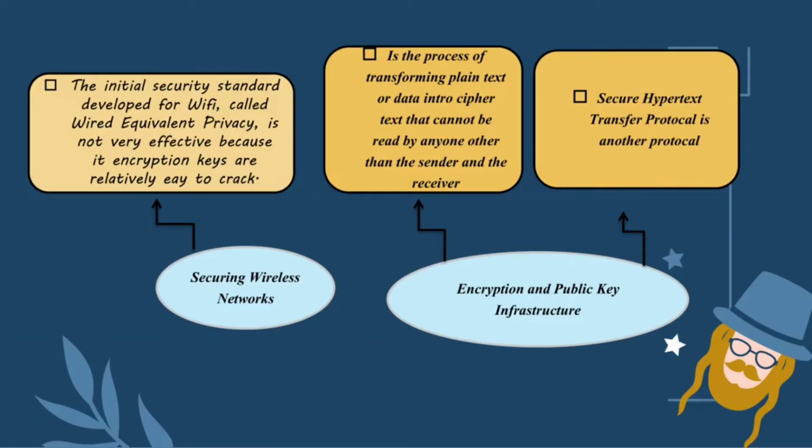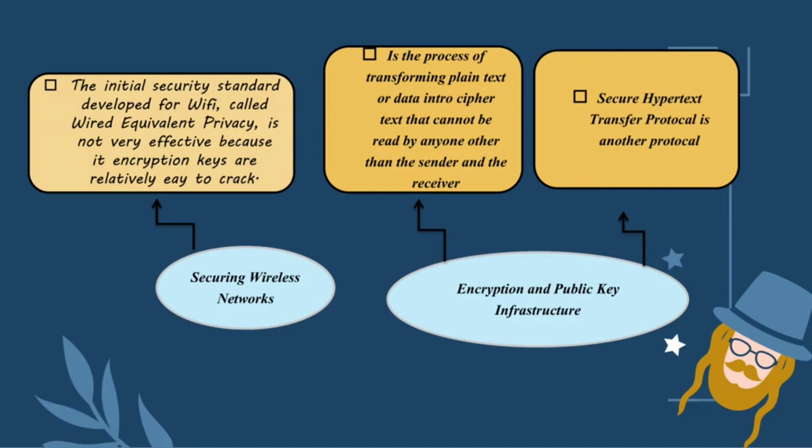For number 3 is securing wireless networks. The initial security standard developed for Wi-Fi, called Wired Equivalent Privacy, is not very effective because its encryption keys are relatively easy to crack. For number 4 is encryption and public key infrastructure. It's the process of transforming plain text or data into cipher text that cannot be read by anyone other than the sender and the receiver.